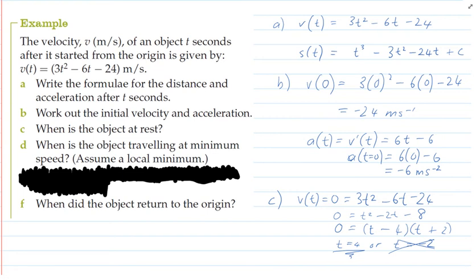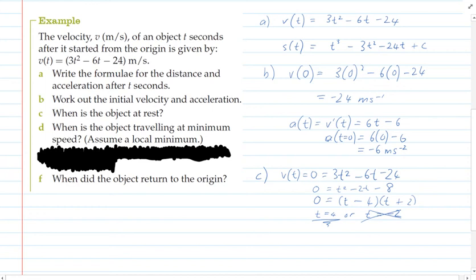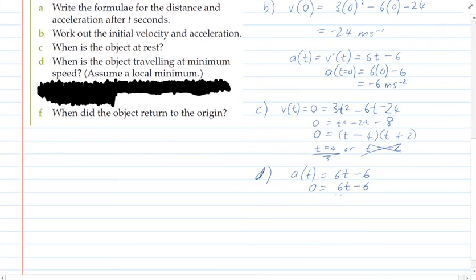Okay, question D. Actually I haven't answered the next. Oh no, I have answered it. Okay, question D. When is the object travelling at its minimum speed? Minimum will be when the gradient is equal to 0. So I need to take my velocity function and differentiate it, which is my acceleration function. So that's 6t minus 6, and I need to set that to 0. So 0 equals 6t minus 6, and so 6t will equal 6, and so t will be at 1. So at t equals 1, our velocity is 0.